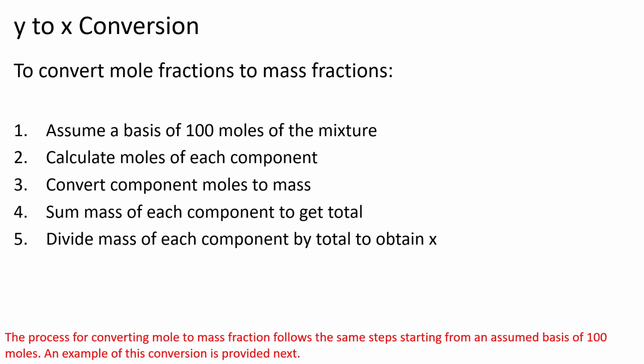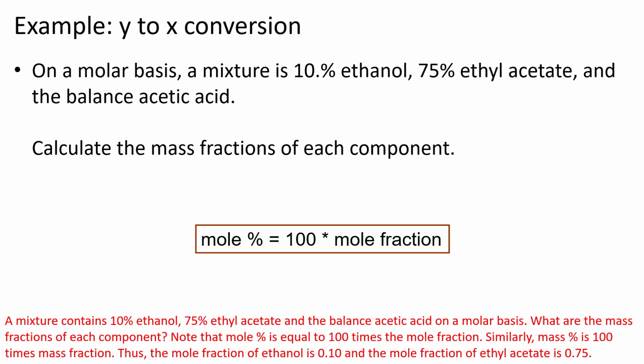The process for converting mole to mass fraction follows the same steps, starting from an assumed basis of 100 moles. An example of this conversion is provided next. A mixture contains 10% ethanol, 75% ethyl acetate, and the balance acetic acid on a molar basis. What are the mass fractions of each component? Note that mole percent is equal to 100 times the mole fraction. Similarly, mass percent is 100 times mass fraction. Thus, the mole fraction of ethanol is 0.10, and the mole fraction of ethyl acetate is 0.75.